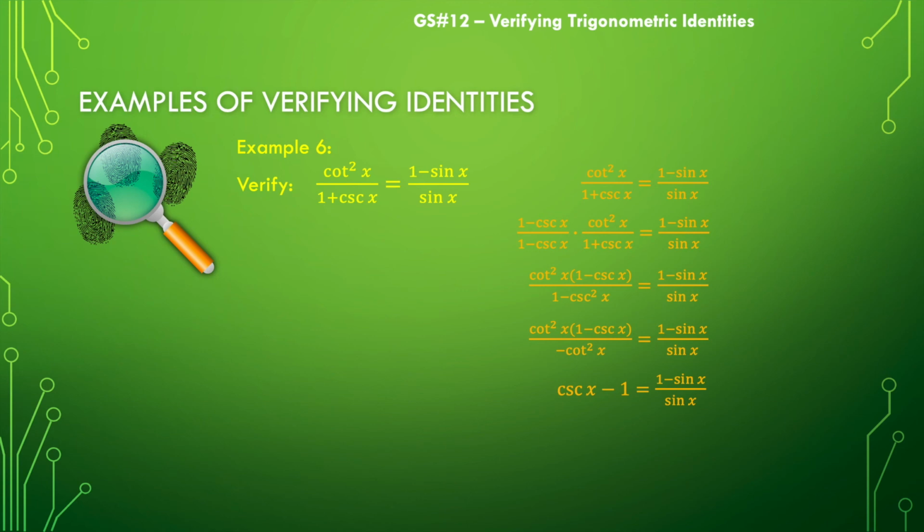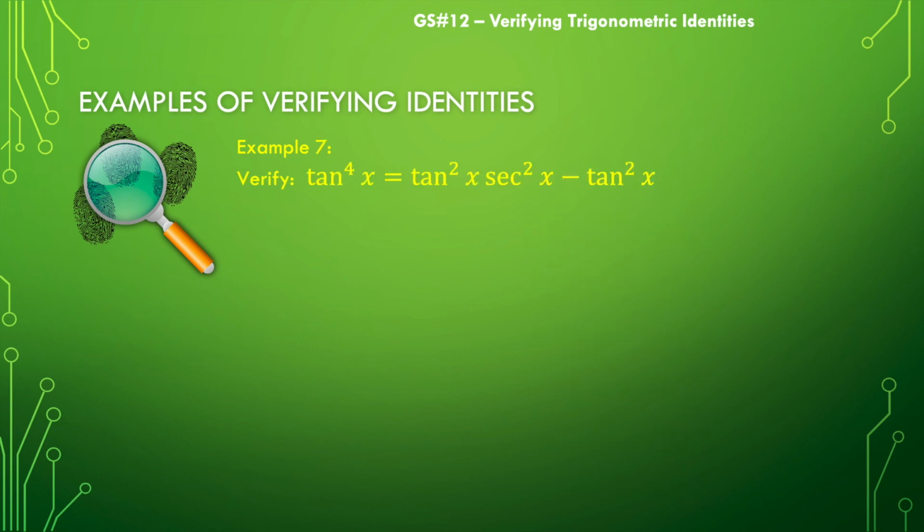Now, cosecant of x minus 1. Now I'm noticing that my right-hand side has a denominator of sine of x. So I'm thinking, can I write this in a way where both of these terms have a denominator of sine of x? And I can definitely write cosecant of x as the reciprocal of sine of x, so 1 over sine of x. And then if I want this to have a denominator of sine of x, I can write it as sine of x over sine of x. And then if I combine those numerators, I end up with exactly what I'm looking for. Way to go.